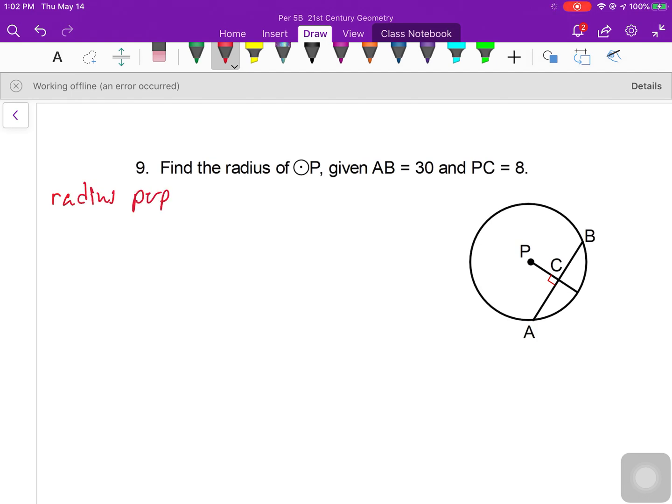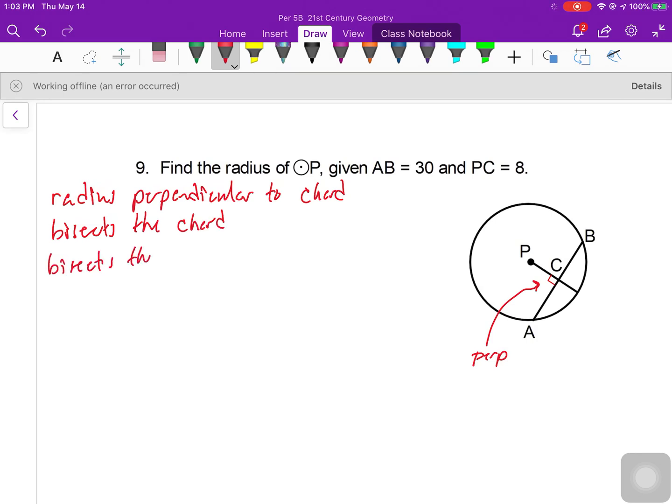Let's take a look then at another type of segment. So in this one, we have a radius perpendicular to a chord. That's what that box will mean, perpendicular. Well, when that happens, it bisects the chord, and it also bisects the arc.